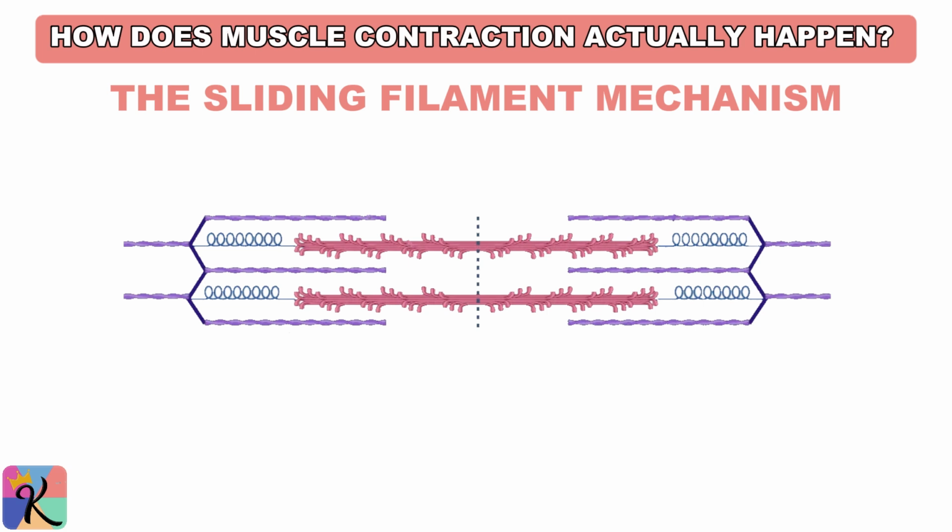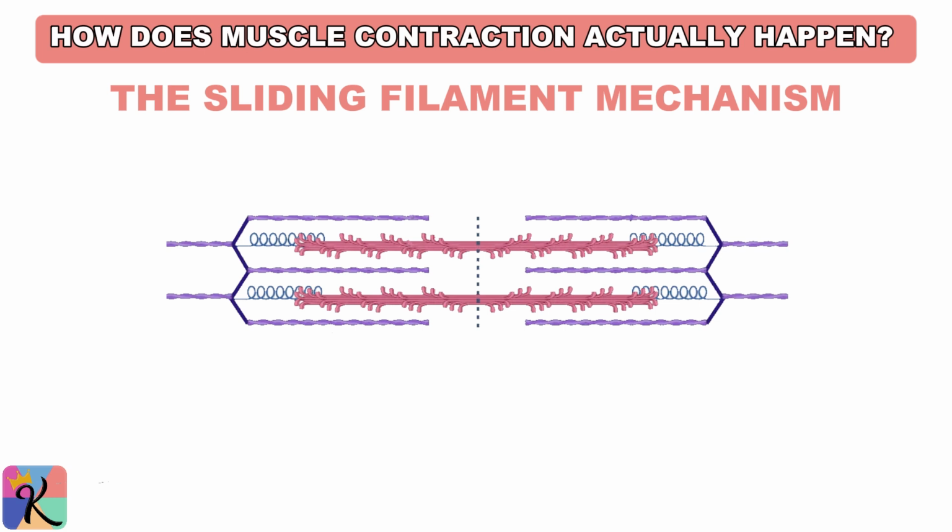So, how does muscle contraction actually happen? It involves a process known as the sliding filament mechanism. When a muscle contracts, the thick myosin filaments pull the thin actin filaments toward the center of the sarcomere, called the M line. This action brings the Z discs closer together, effectively shortening the sarcomere and contracting the muscle.